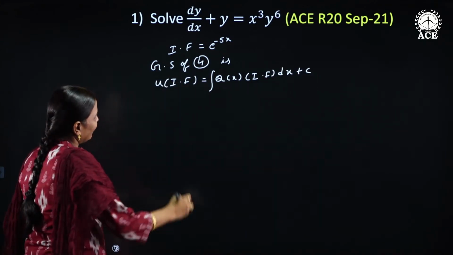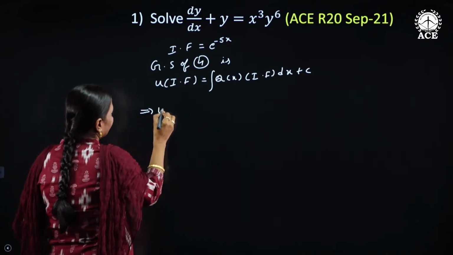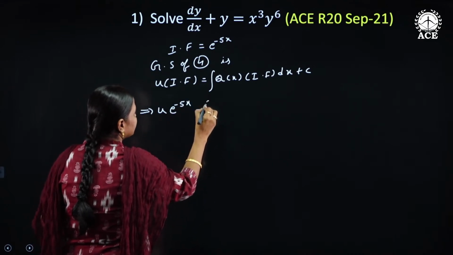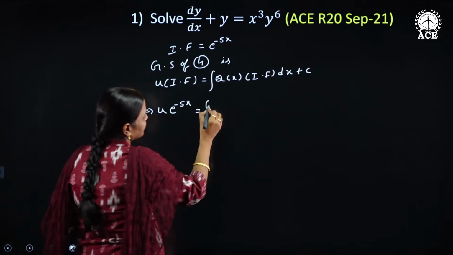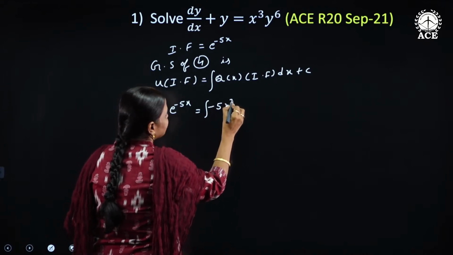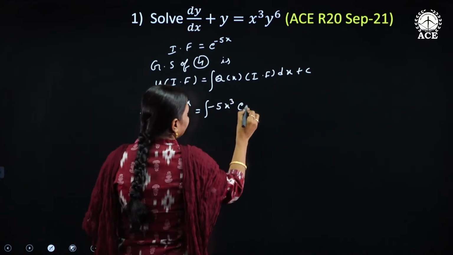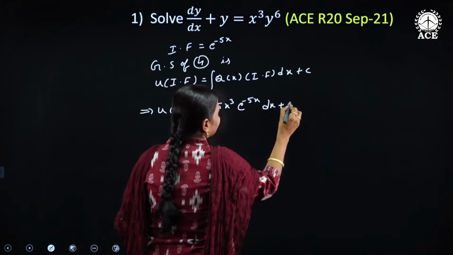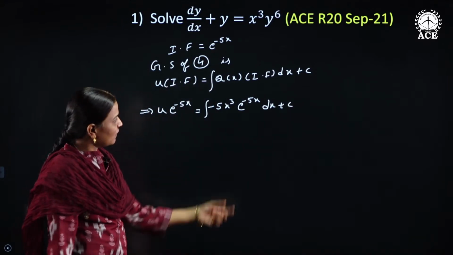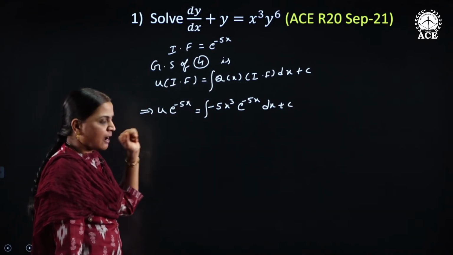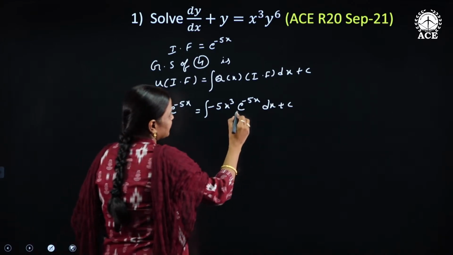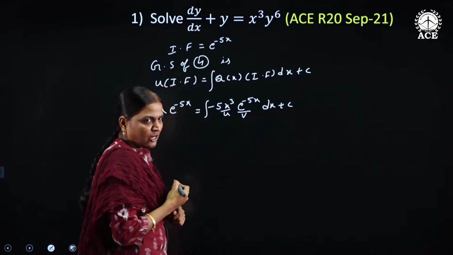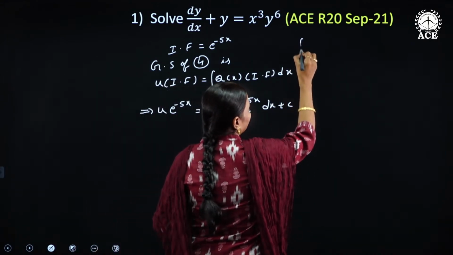Now substitute the required terms. That implies u into e to the power minus 5x is equal to, what is q of x? q of x is equal to minus 5x cube into the integrating factor e to the power minus 5x into dx plus c. Now find the integration of this one. Here apply integration by parts. So this is the u and this is the v. We have one general formula. What is the general formula?